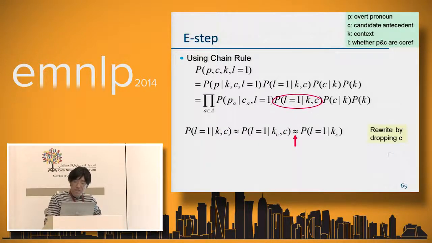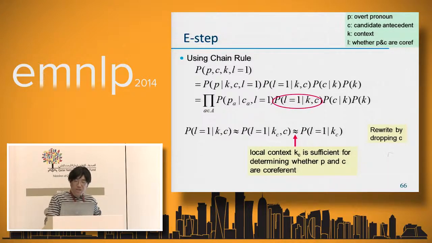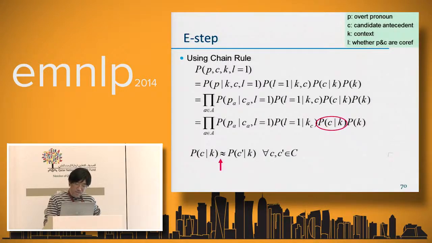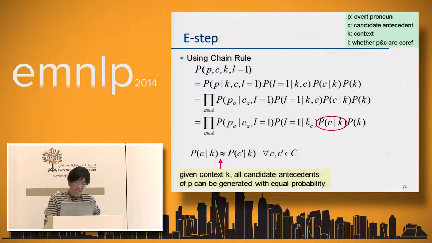We further rewrite this probability by dropping C, the candidate, because we assume that the local context KC in this case is sufficient for determining whether pronoun P and candidate antecedent C are coreferent. Okay? So now we can rewrite this probability as this. Now let's take a look at the third probability, which is the probability of candidate C given K. Here we make this assumption, which essentially says that given context K, all the candidate antecedents of this pronoun P can be generated with equal probability.